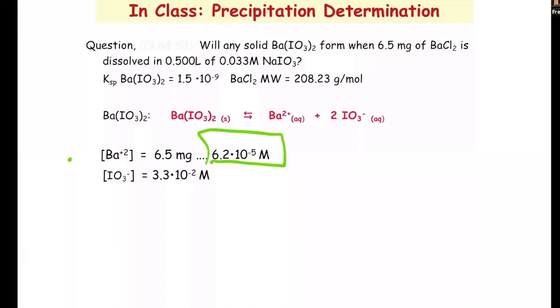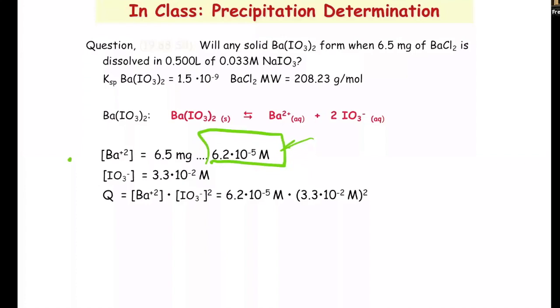You take 6.5 milligrams of barium chloride, figure out the molar mass of barium chloride. That'll get you the moles of barium chloride. And then you know that for every 1 mole of barium chloride, you have 1 mole of barium. So the moles of barium chloride is equal to the moles of barium. And divided in 0.5 liters, that's your molarity. And then the iodate is just 3.3 times 10 to the minus 2.